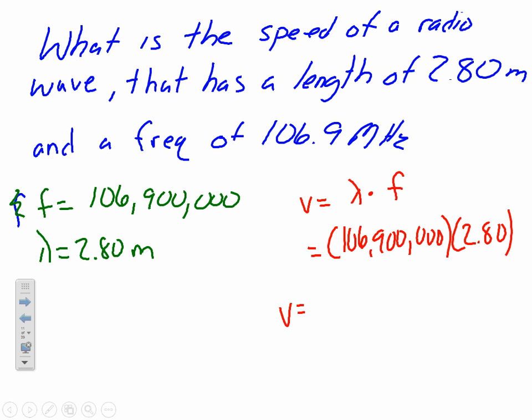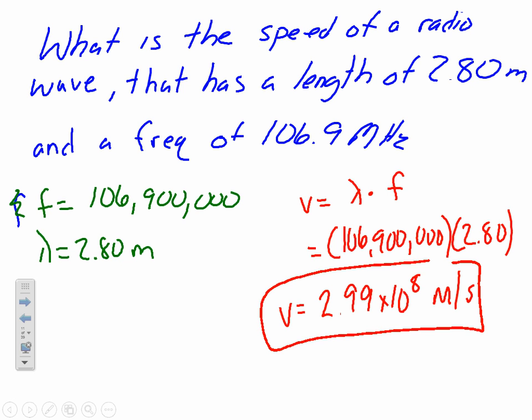Now, what's critical here is your sig figs. How many sig figs do we have in the problem? Well, our wavelength is 2.80. How many sig figs does that have? Correct answer, 3. How many sig figs does our frequency have? 4. So we're going to go 2.80 times 106,900,000. And we're going to get 3 sig figs as our answer, and our answer is going to be 2.99 times 10 to the 8th, and our unit for velocity is always meters per second.